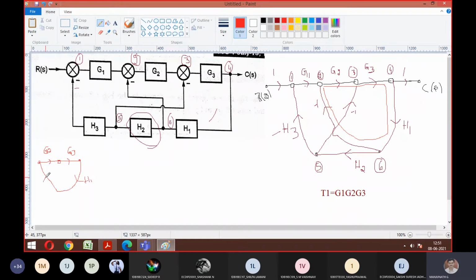Then there is one more path. So this can be one node, right? So here this connection, one node, and here it is having -1. So is it your L1? Everyone agree? Yes, sir. Good.